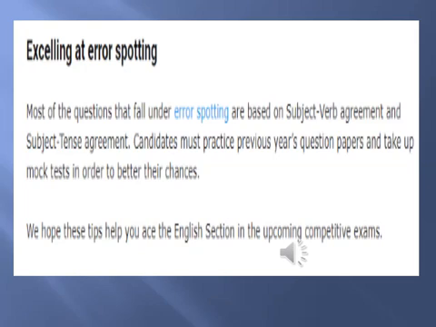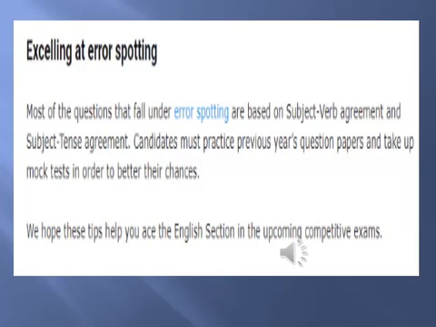So most of the questions that fall under error spotting are based on subject-verb agreement. So it's a very confusing question quite often, and subject-tense agreement. So you have to find out which is a proper subject there. And sometimes there will be two subjects. So verb will agree to the main subject. So verb, to whom it agrees, that is what you should be able to find out. So subject-verb agreement and subject-tense agreement, they are very important here.